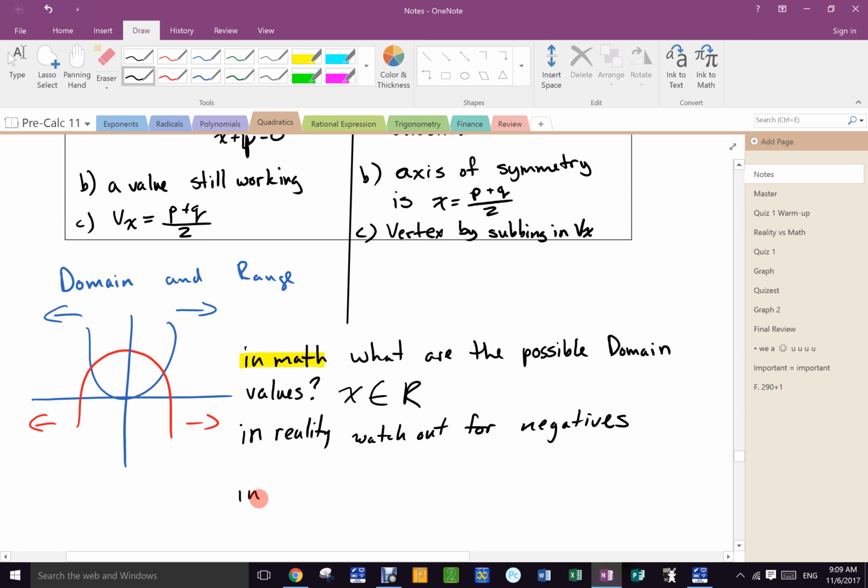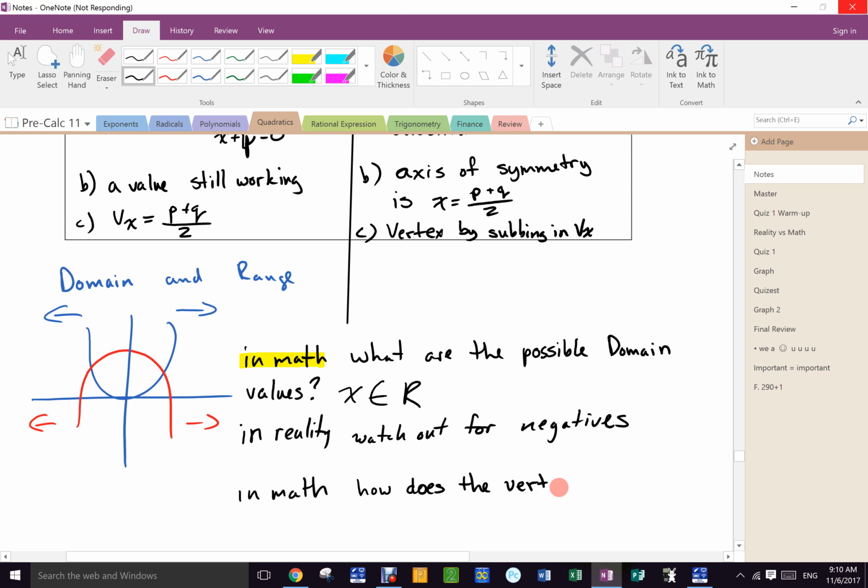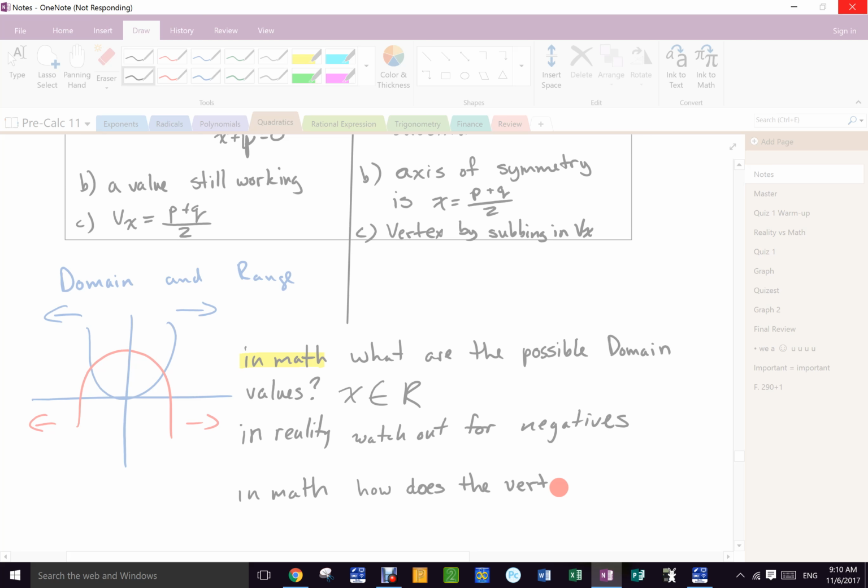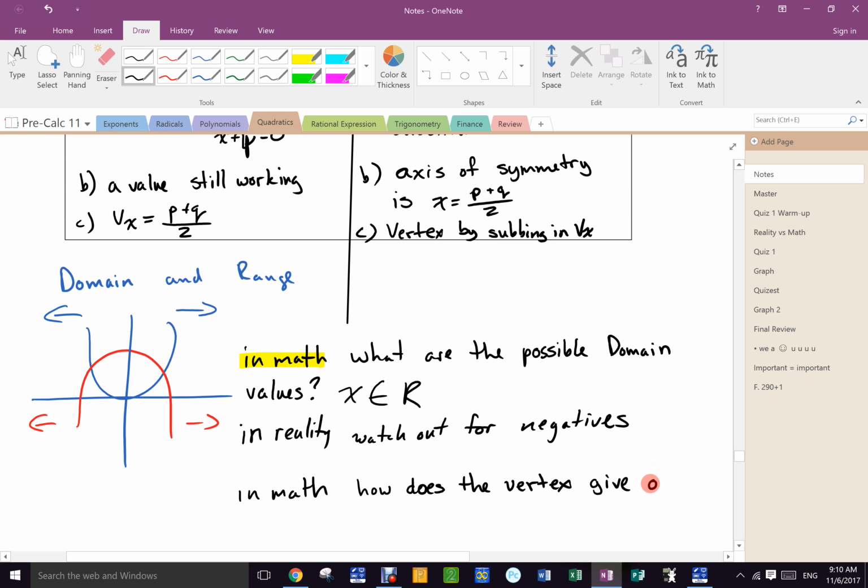In math, how does the vertex give our range values?